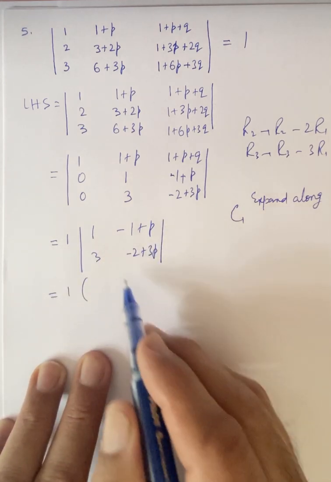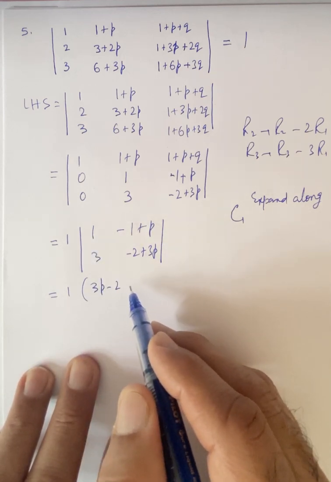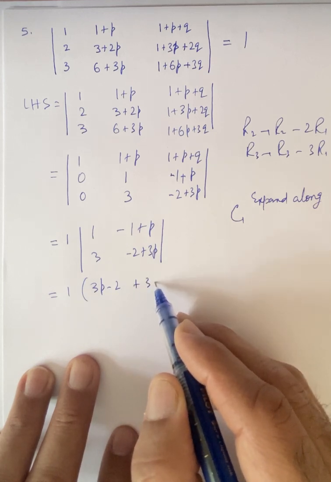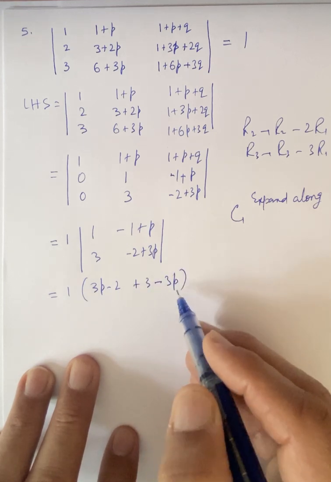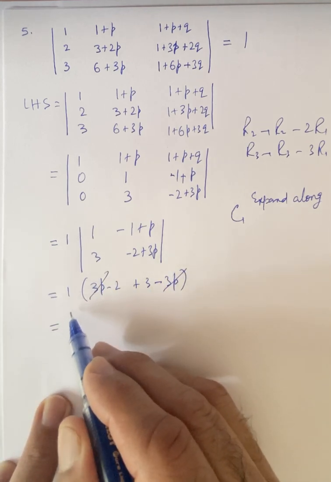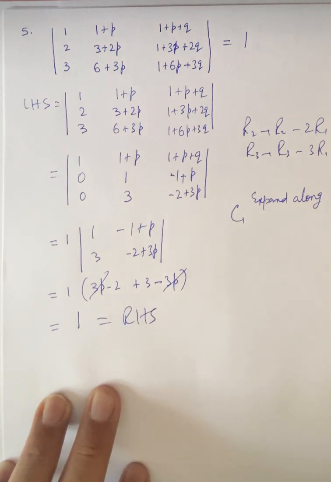That's 1 into, it's this product, that's 3p minus 2 and minus this, that will be 3 plus minus this is 3p. 3p will cancel out. So that's 1 into 1, which is 1. This is same as the right hand side.